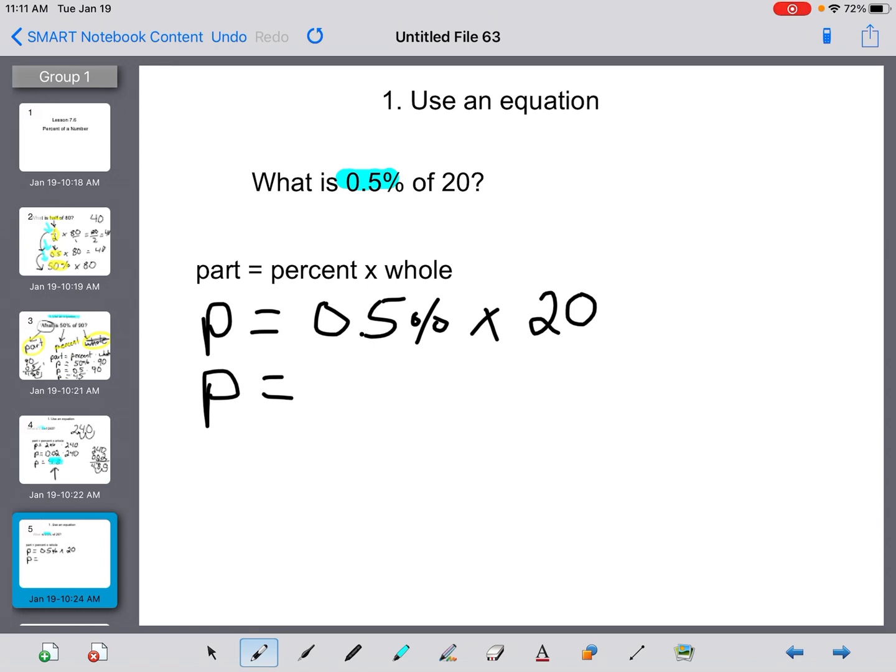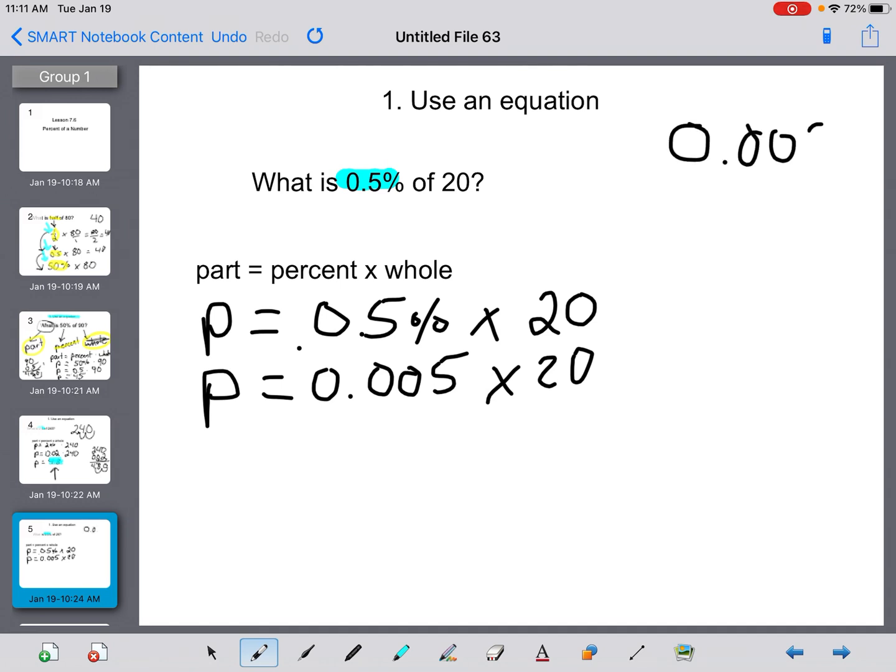Second step is convert that percent to a decimal. So I divide by 100. So I'm going to move my decimal place over once, twice. I've lost the percent sign, and now I have a decimal times my 20. So you can go to the side, write it in. You can bump out your decimal or just ignore it and remember to put it in afterwards.